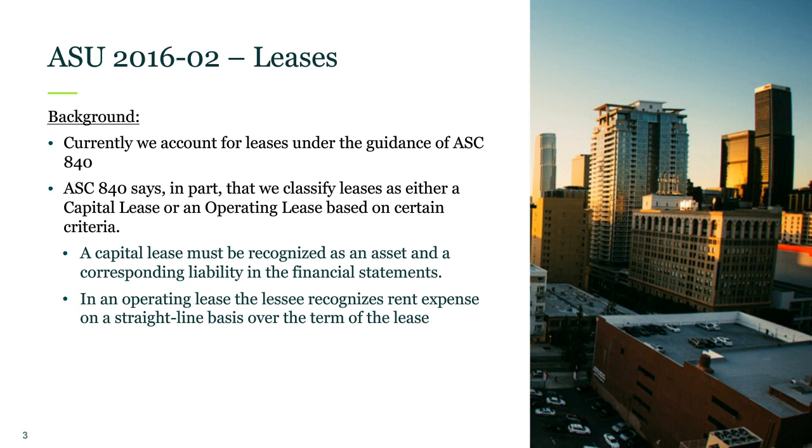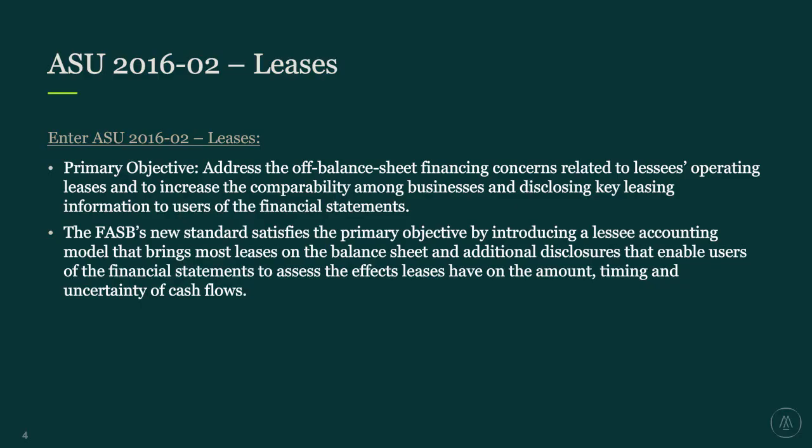So currently, we account for leases either as an operating lease or as a capital lease, and obviously, capital leases are on the balance sheet, and operating leases are just in the footnotes and off balance sheet. And this obviously created a lot of consternation among the FASB, who likes things to be as consistent as possible.